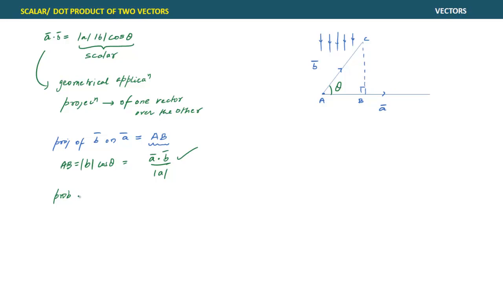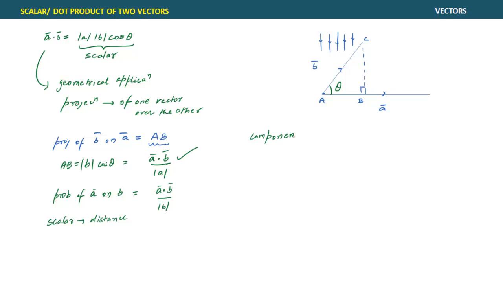So if you want to find the projection of A on B, then the formula will be nothing but A dot B by modulus B. This will be the formula. Again, remember, it is a scalar quantity because projection is magnitude, length, distance, whatever you want to call it. The other thing that we also do in this chapter is the component.